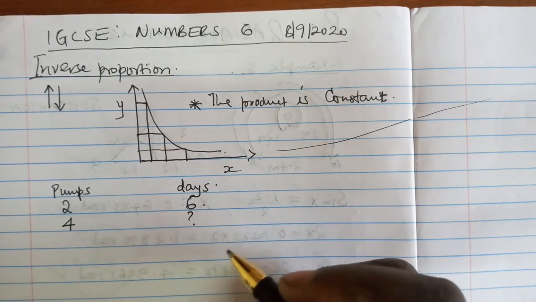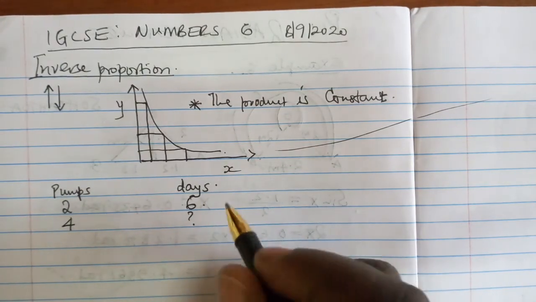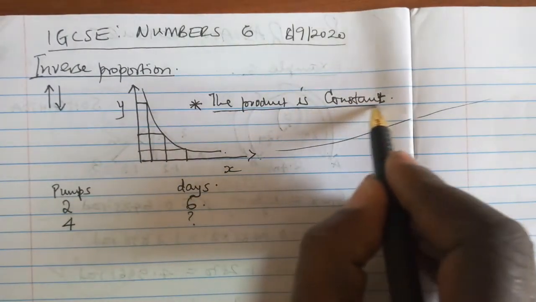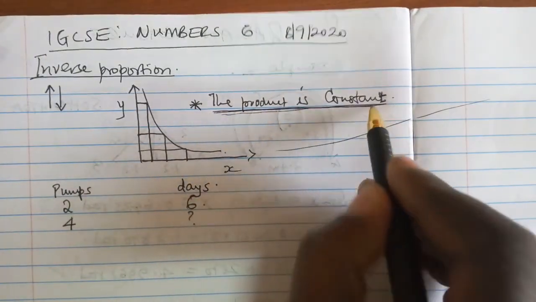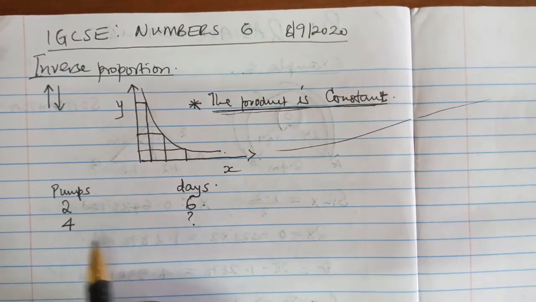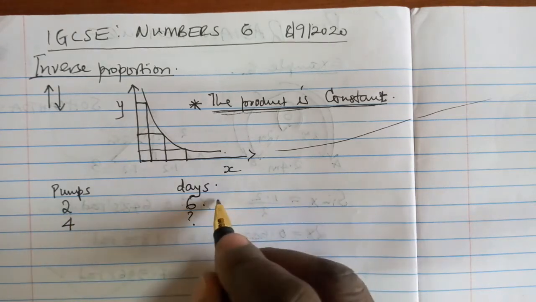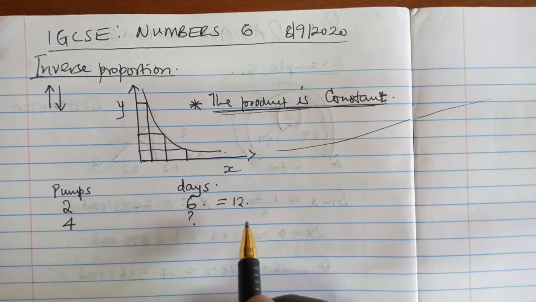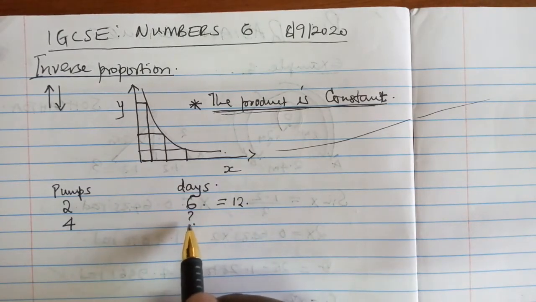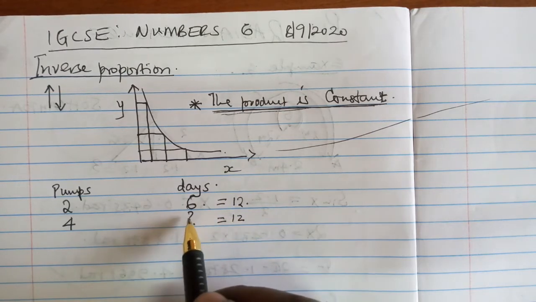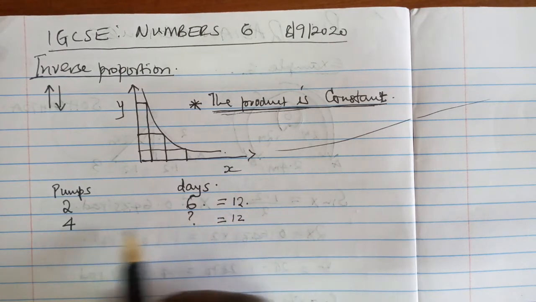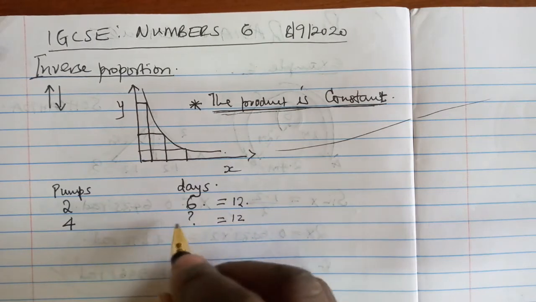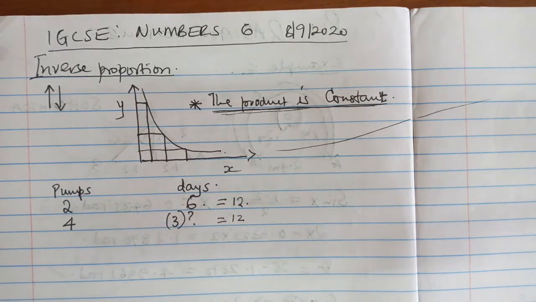The reason why I told you to underline this statement is because it's going to come in handy to help us solve this question. If you are keen, you realize that 2 times 6, the product, is 12. Now, we need to maintain the product. So 4 times the number of days should give us 12. So what is the number of days? Of course, 12 divided by 4 is 3. So we will spend 3 days when we are using 4 pumps.